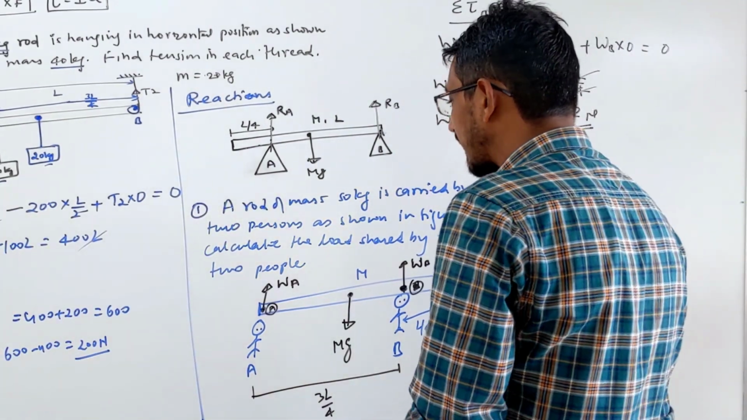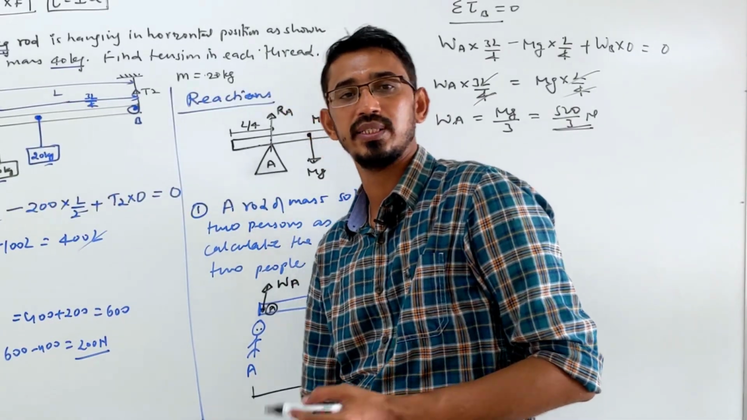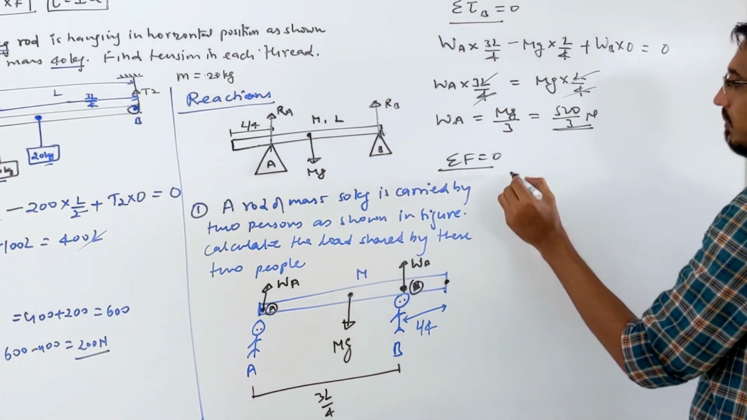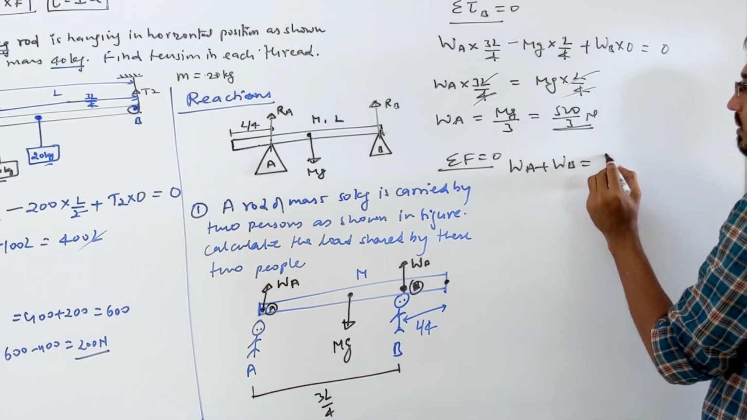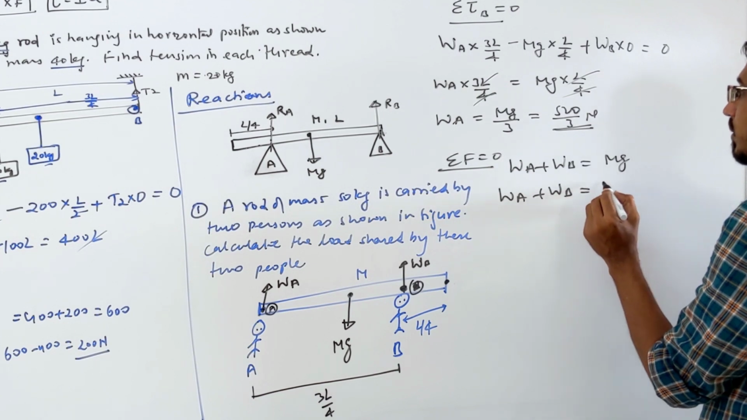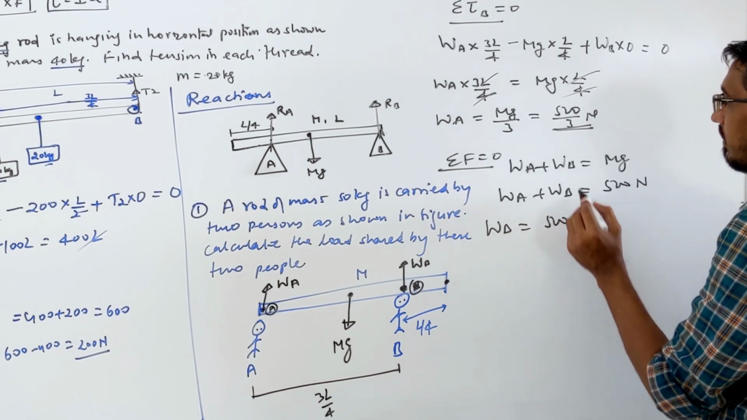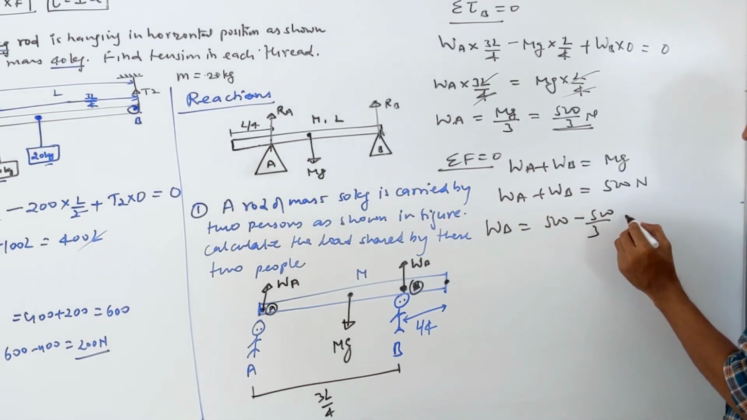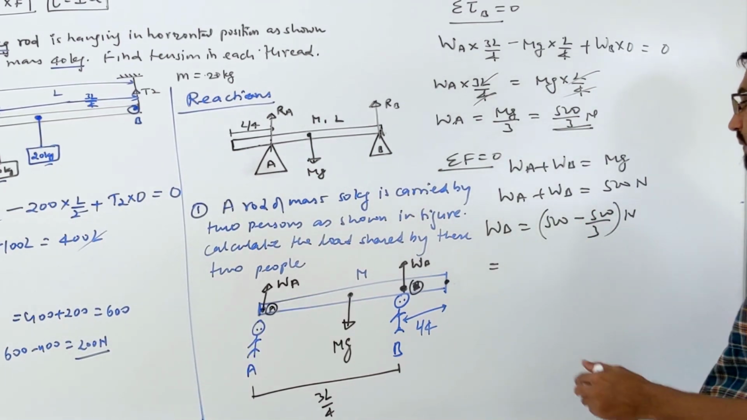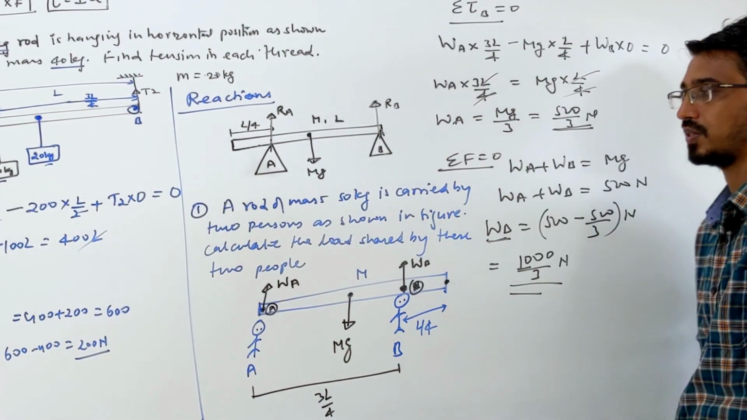To find the second person, you can take torque here, so that WA becomes 0, and you can calculate WB. But the simpler way is to always write the force equation directly. Net force should be 0, so the upward forces WA plus WB equal the weight of the rod, mg, correct? So WA plus WB, mg we know is 500 Newton, so WB becomes 500 minus WA, which is 500 by 3 Newton. So how much does that become? 1500 minus 500 is 1000, so 1000 by 3 Newton. That's the load shared by this person.